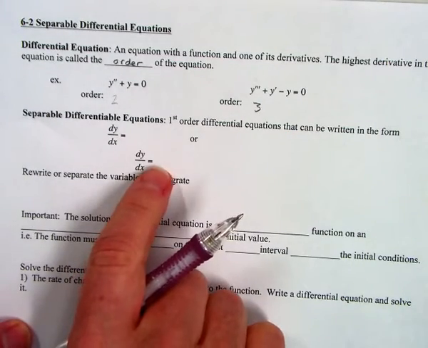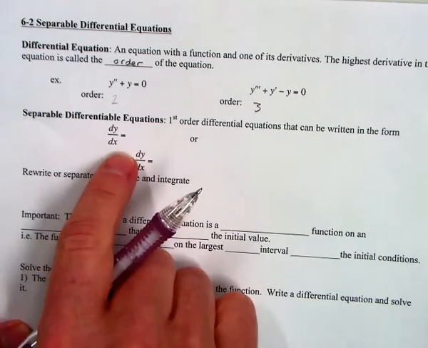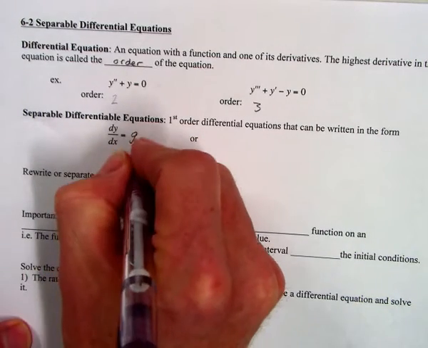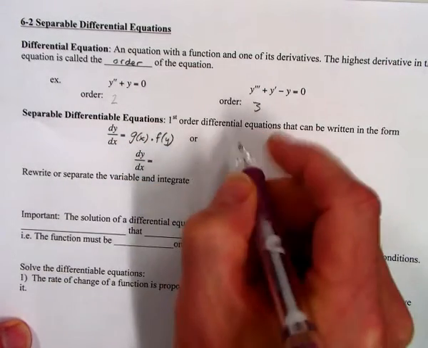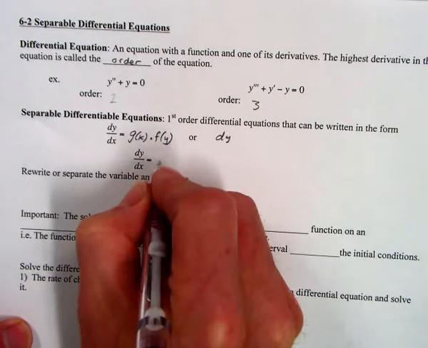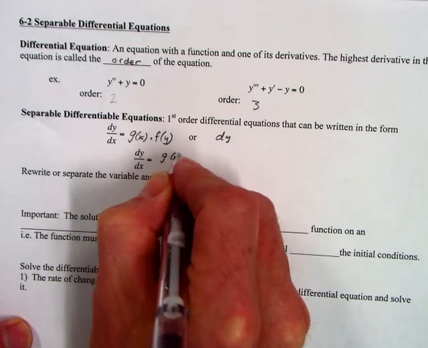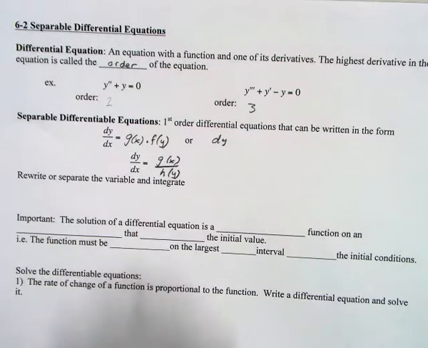Separable differential equations are first order differential equations that can be written in the form dy/dx equals g of x times f of y, or you could write dy/dx equals g of x over h of y, and the only reason I'm writing it like that is so I can rewrite it in the next line.